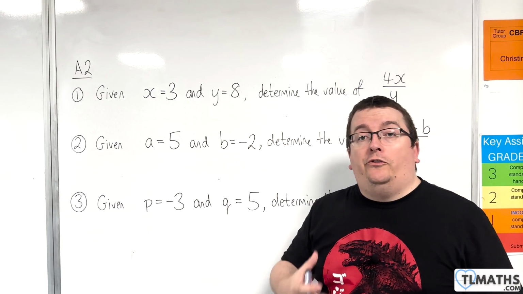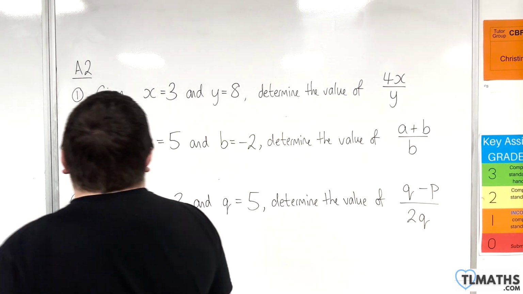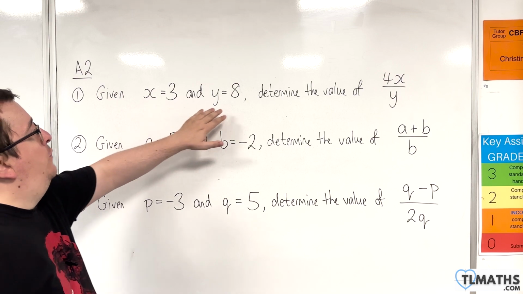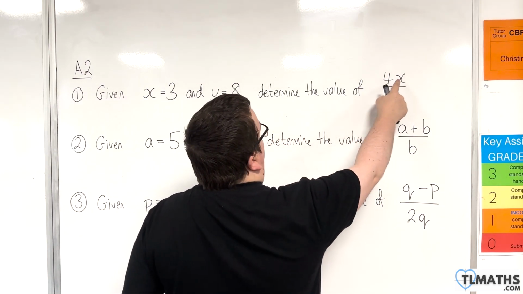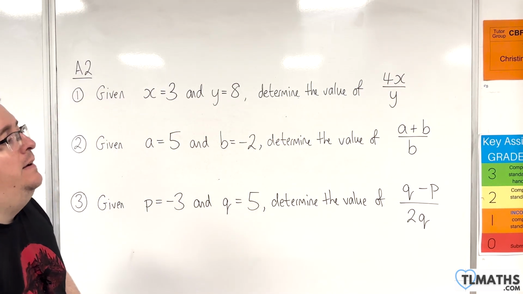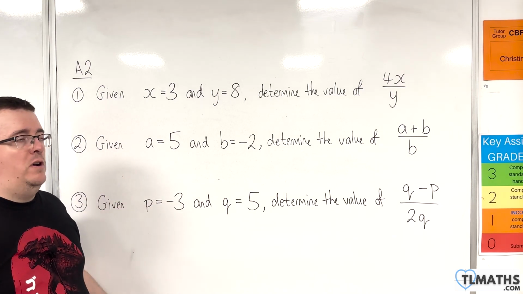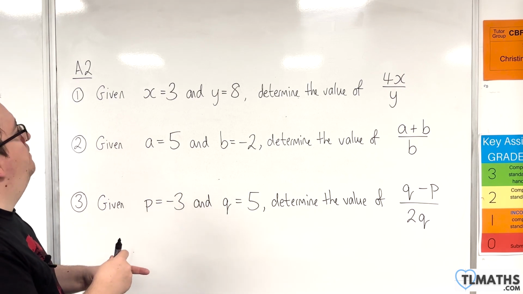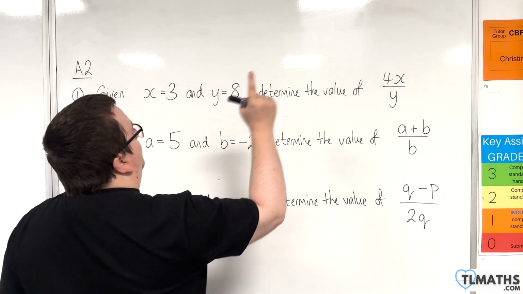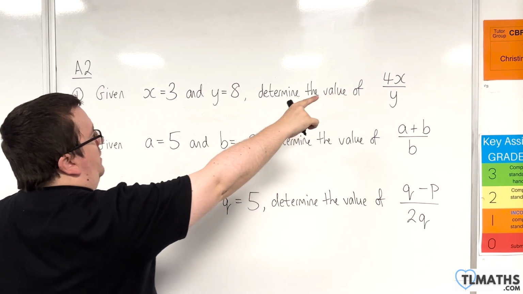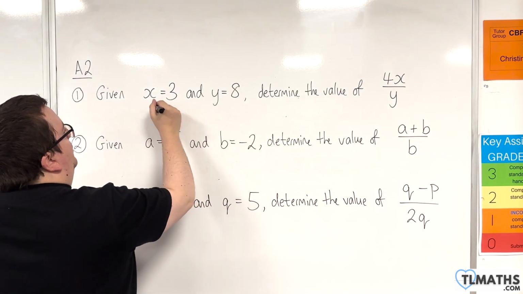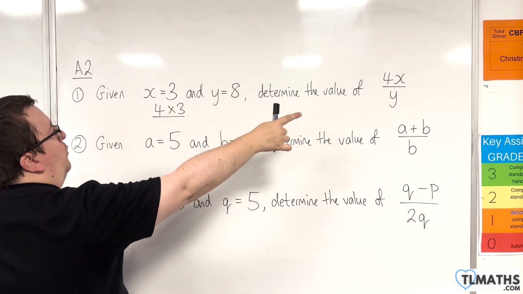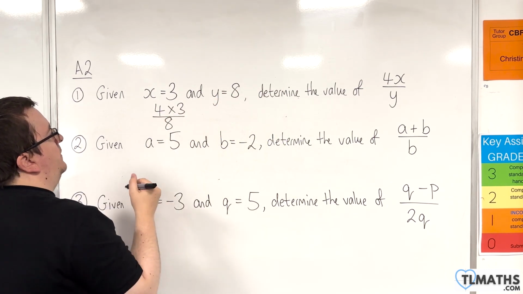In this video, I want to go through some more examples of substituting into expressions. So our first one, given x is 3 and y is 8, determine the value of 4x over y. And in each of the cases here, I'm going to try and make sure that my fraction is as simplified as possible for my end result. So we have 4 times x in the numerator. So 4 times 3 in the numerator over y, so 8 in the denominator.